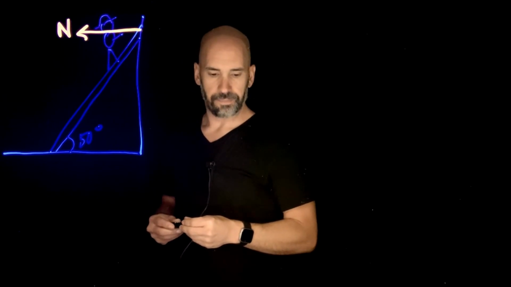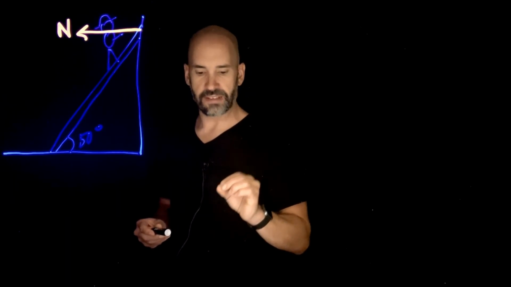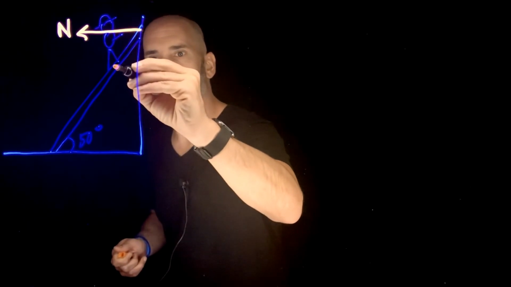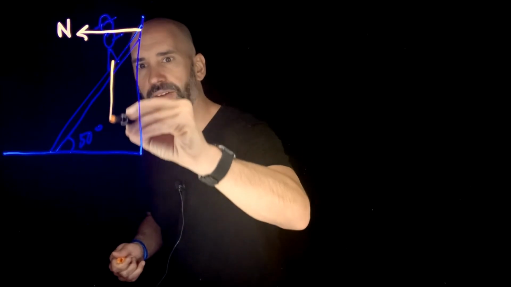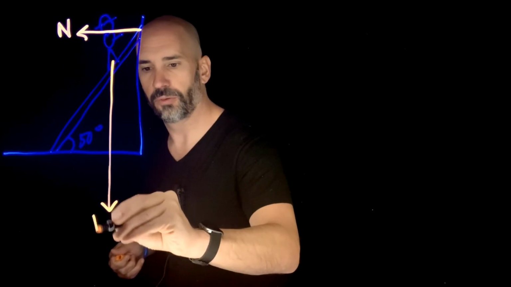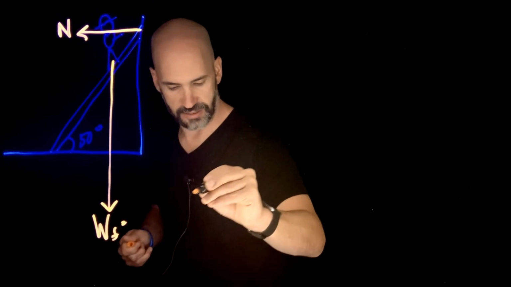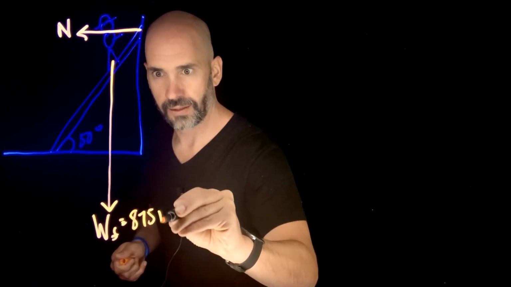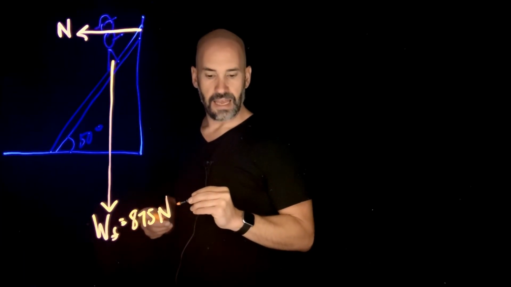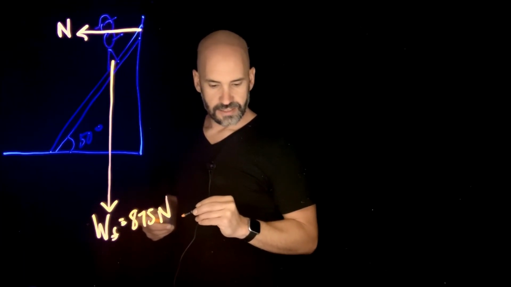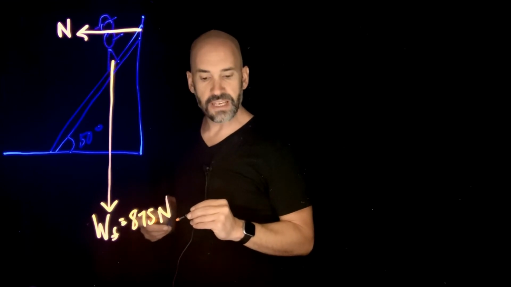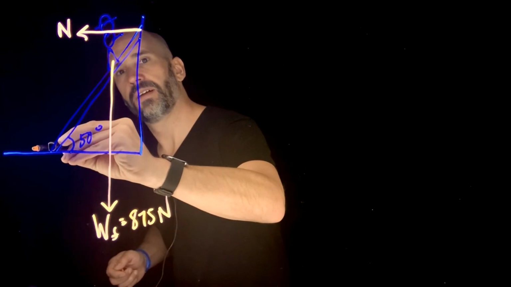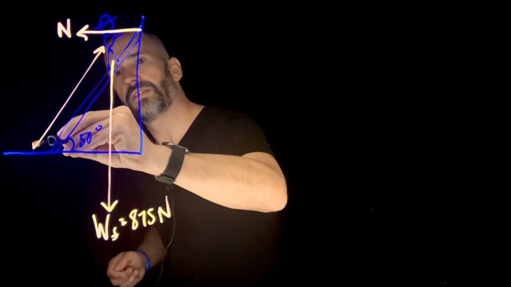So the firefighter, who has a weight of 875, they're telling us more information. We have a firefighter applying a force, the weight of the firefighter, which is 875. And they're standing 6.3 meters up from the bottom of the ladder. So this distance here is 6.3.